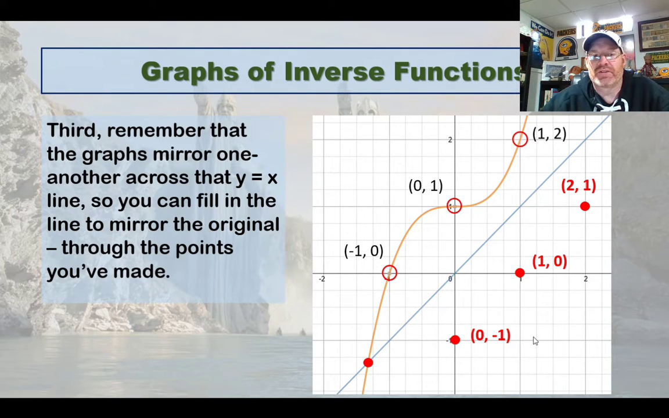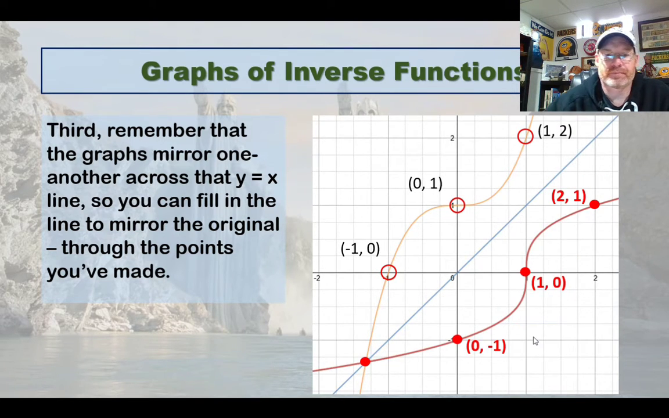And the last thing is just remember that it's a mirror image, and you're going to draw a smooth curve through those points so that it's symmetric about the line y equals x. And it is going to look like that. So that's how you graph the inverse of a function if all you have is the graph itself. That's it. Let's go.